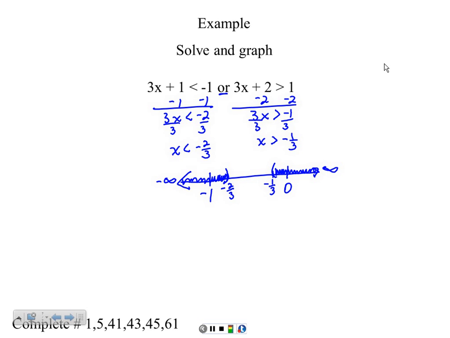And then for our interval notation, remember you read your graph from left to right. So we're going to open up a parenthesis from negative infinity, and we're going to go all the way to negative 2/3 and close it up with a parenthesis because x cannot be equal to either one of those. And then we're going to unite our graphs again with a parenthesis at negative 1/3 and go all the way to infinity with another parenthesis, and again because x cannot be equal to those.